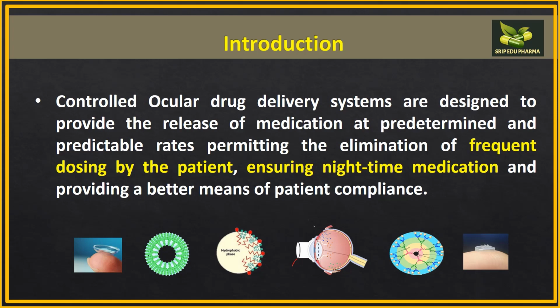It means that in the case of ophthalmic preparations, the patient has to deliver a dose of the drug twice or thrice a day, which is very inconvenient. Sometimes it happens that we forget to take the dose of the drug, and because of that the continuous level of drug concentration is not achieved. So to avoid that, research was done to prepare some type of delivery systems which deliver the medication at predetermined and predictable rates. Now we will see what are the different types of these delivery systems.